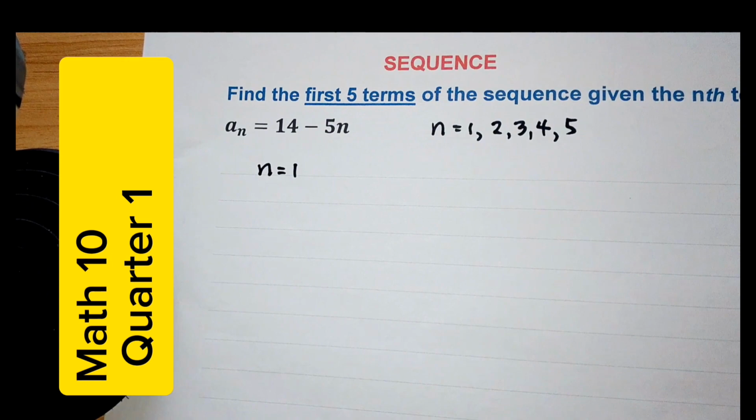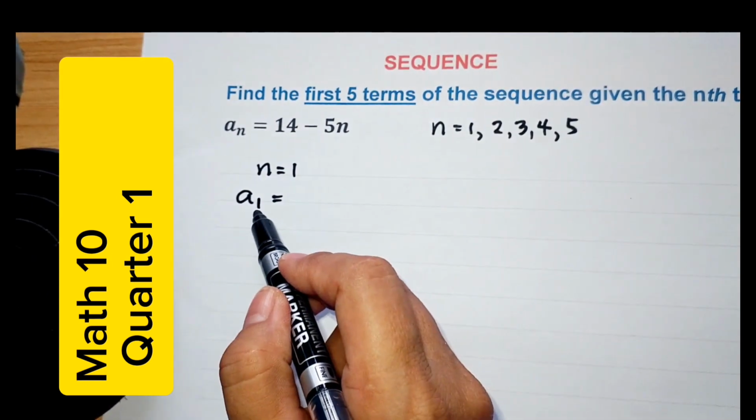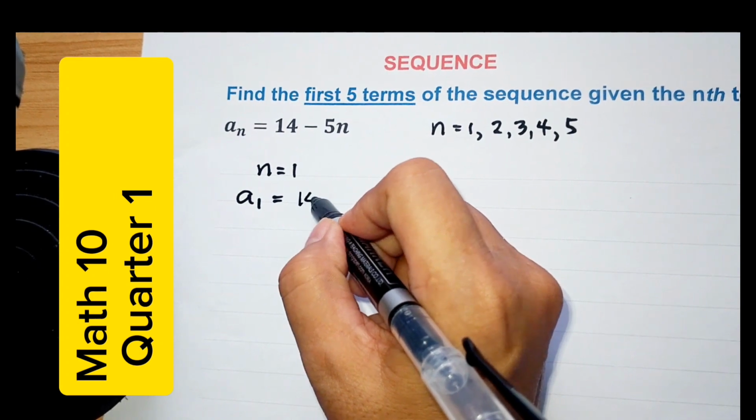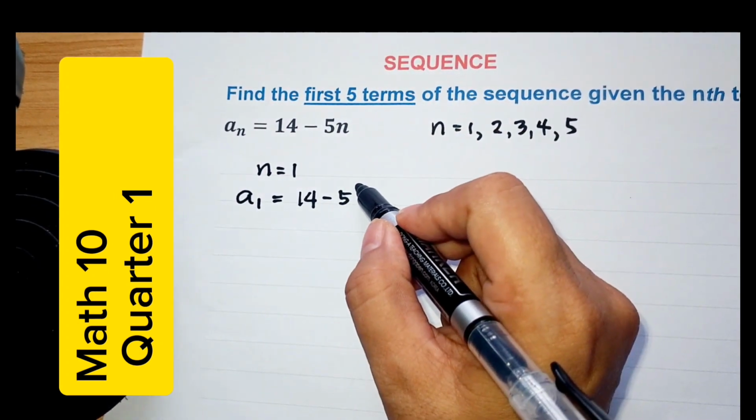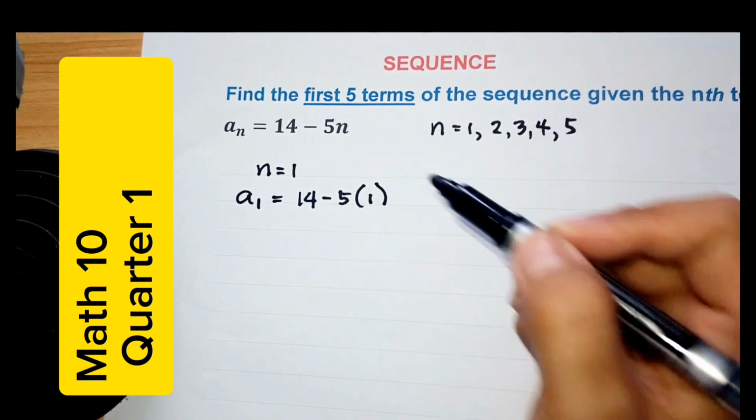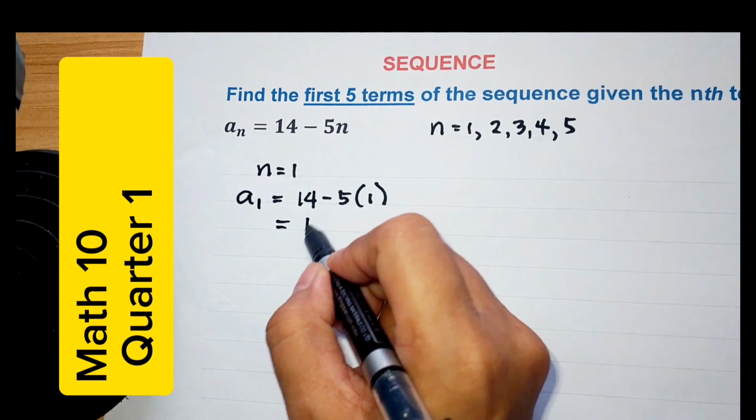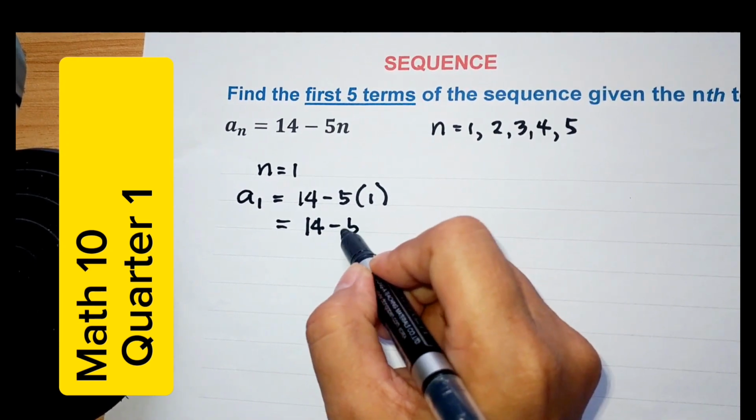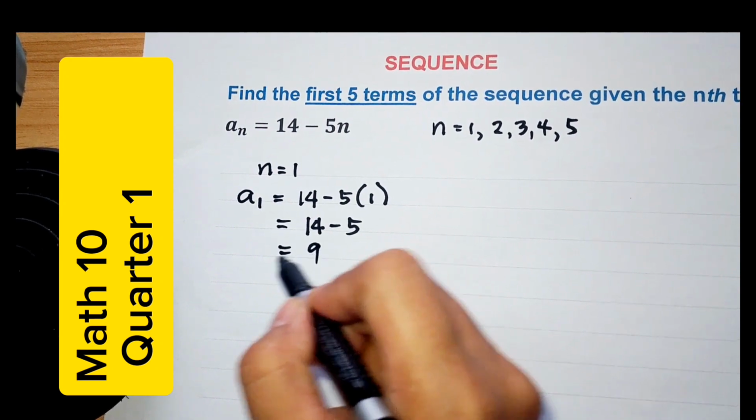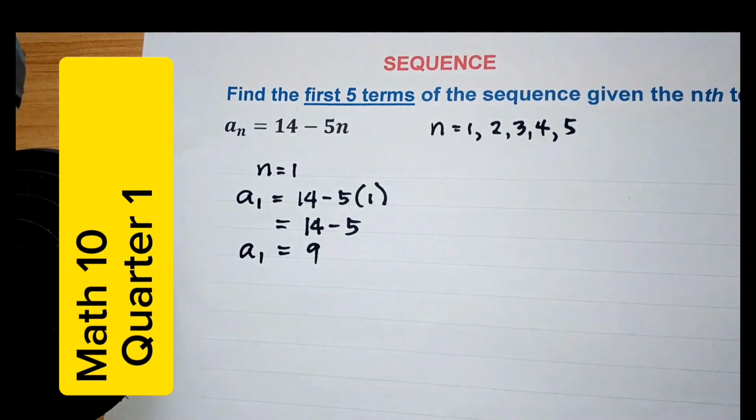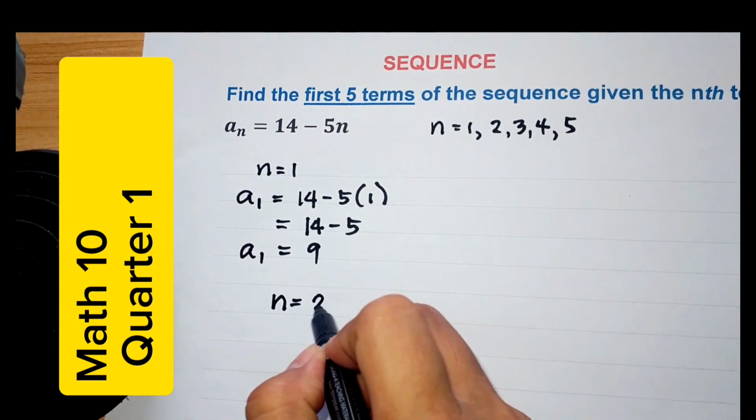So when n equals 1, then a sub 1, that n will become 1. This is 14 minus 5. 5n means 5 times n, or 5 times 1. Then we multiply 5 and 1, so this will be 14 minus 5. And 14 minus 5 is 9. So a sub 1 equals 9. Let's have n equals 2.